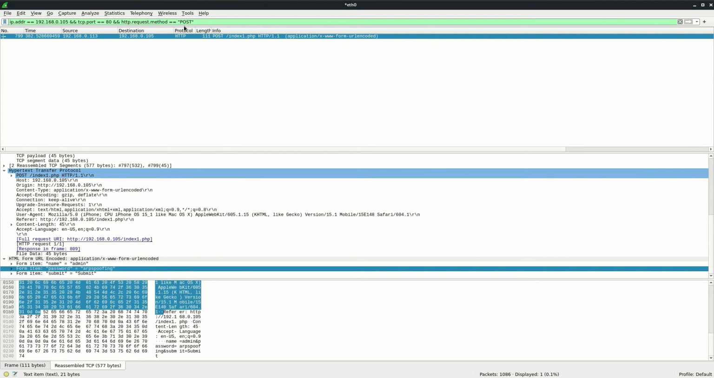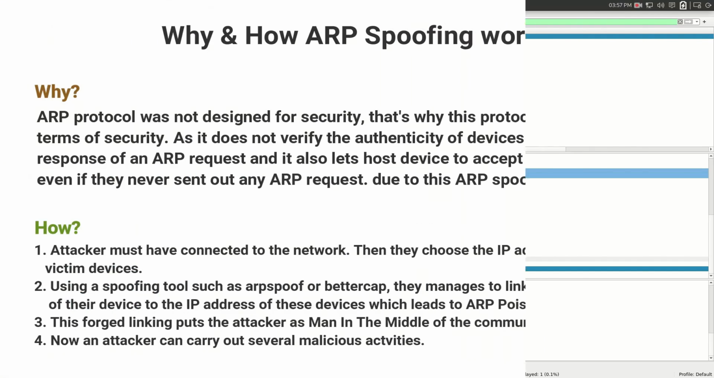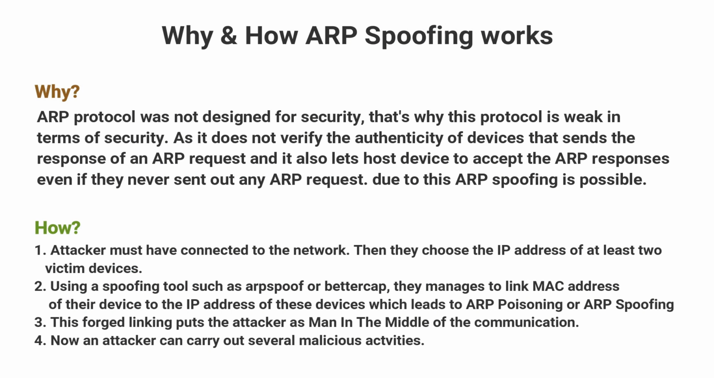Now let's just talk about why and how this attack works. The reason why this works is because our protocol was not designed considering security measures. Now there are two reasons. First is that ARP doesn't verify the authenticity of devices that send the response to an ARP request, and the second one is that this protocol lets host devices accept ARP responses even if they never sent out any ARP request.